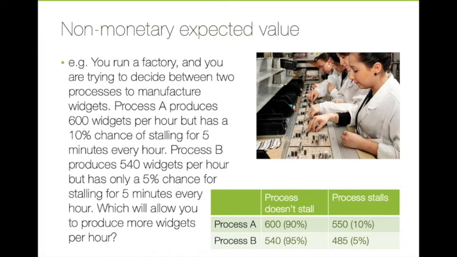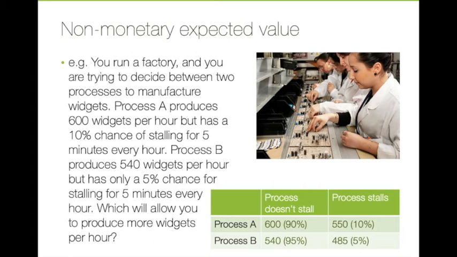It's easy to understand that as a factory runner, you would be interested in making the choice that would maximize the number of widgets produced. And so, just like with expected monetary value, decision theory will help you choose between these two processes. So on the bottom right here, we have our decision matrix. We were told that in the cases where nothing went wrong, there was no stalling, process A produces 600 widgets per hour and process B just 540. So that's that middle column.